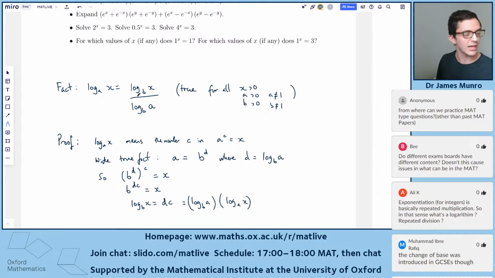What have I missed in chat while I was proving a fact that came in from chat? Do different exam boards have different content? That's a good question. There's some shared content in A-level mathematics in UK A-levels. They've now all got a core content for AS levels at least. For A-level mathematics, further maths is a bit more complicated, but the MAT doesn't use any further maths. And there's a question about practicing MAT type questions.